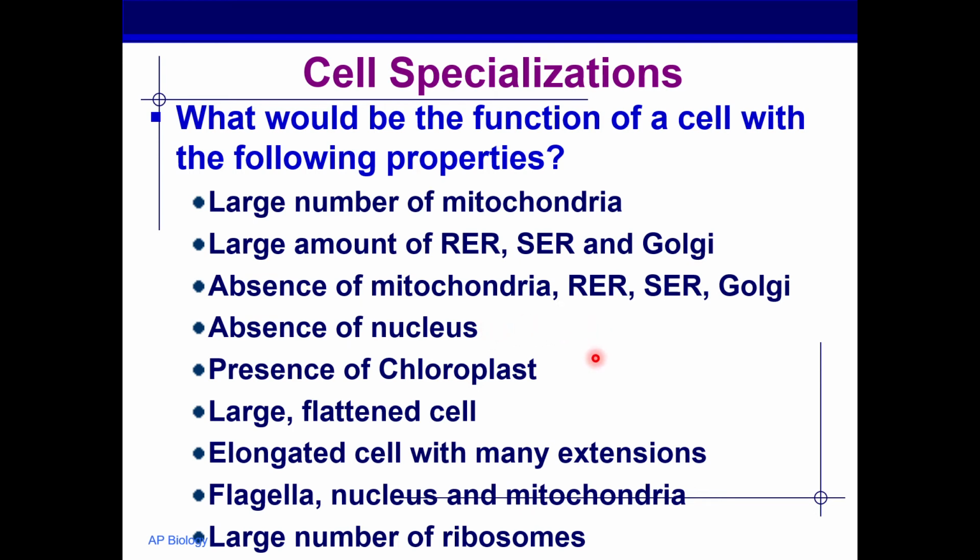Presence of a chloroplast, you've got a plant cell that can be autotrophic. A large flattened cell is going to have lots of surface area, and so that's going to be really good for digestion or absorption. A large number of ribosomes. Ribosomes make proteins, so those cells are going to be responsible for making important proteins for the organism.